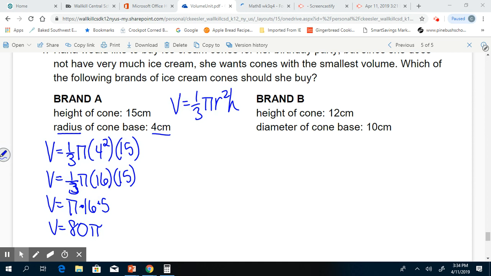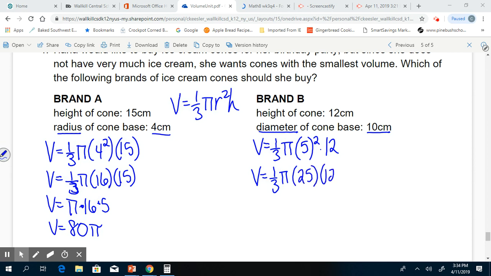Now, if I'm just trying to figure out which one has the greatest volume, I don't have to do anything other than leave it in terms of pi. By getting it to terms of pi, I'll be able to tell which one is bigger than the other. So now looking at the other one, I go through the same process. Volume equals 1/3 pi times r squared. This one's given the diameter of the base is 10, so we have to change that to 5 squared times 12. So volume equals 1/3 pi times 25 times 12.